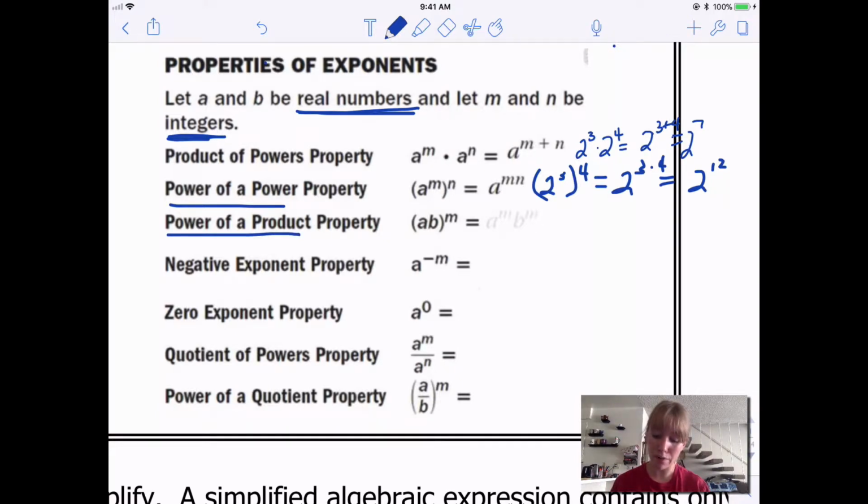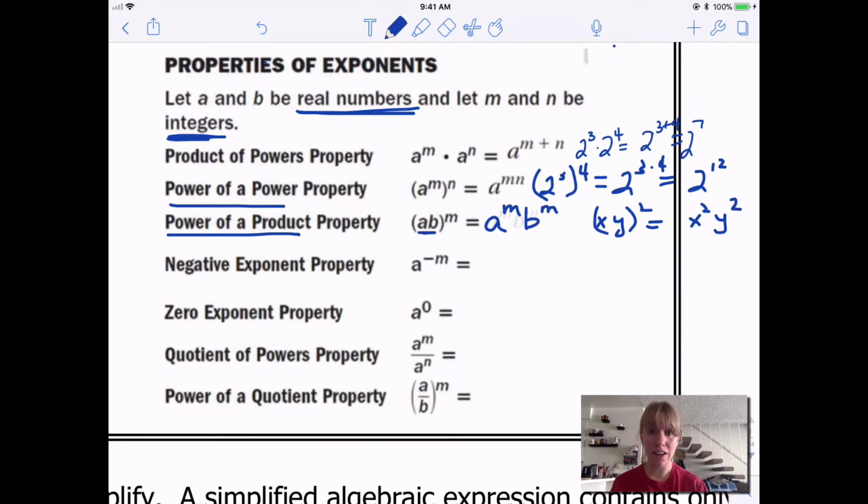When I have power of a product, meaning two things multiplied by each other, what I need to do is make sure that I take that power, and that power gets distributed, in a sense, to each of my two factors, each of the two things being multiplied together. So instead of a times b to the m, I want a to the m times b to the m. That would be like if I had an x and a y all squared, that really means that I've got an x squared and a y squared.